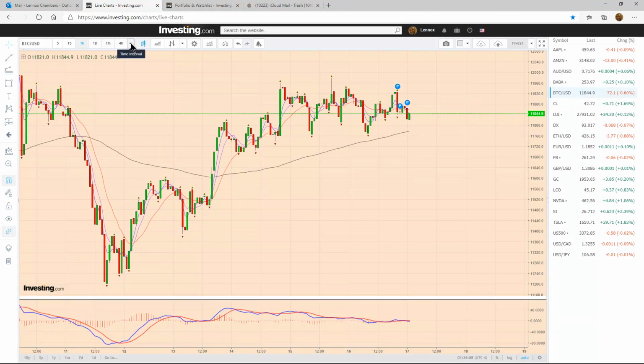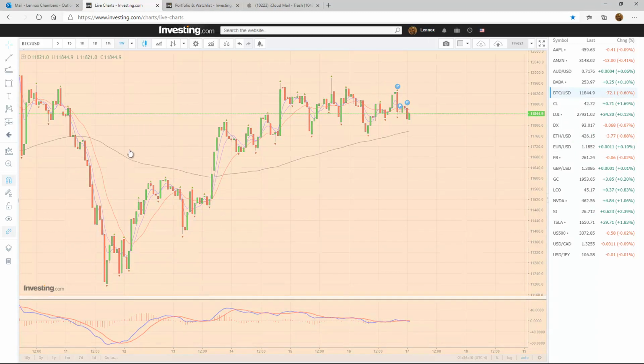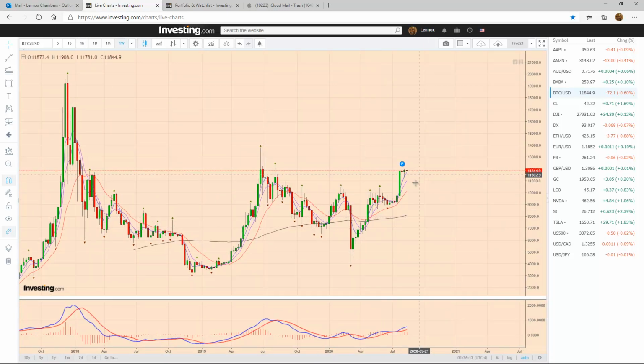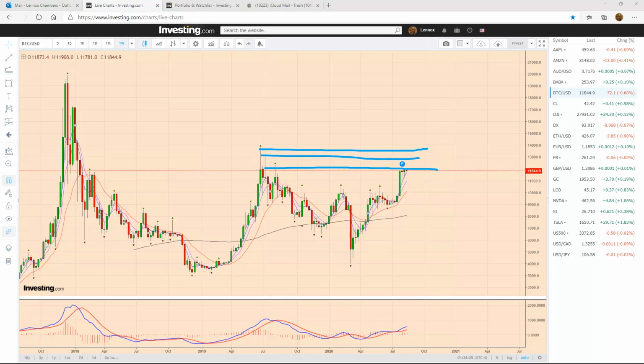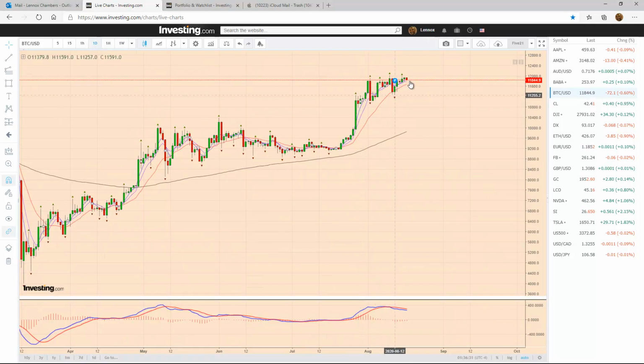Okay, so on the weekly for Bitcoin, very strong to the upside. We're also at a resistance area, and you can see we're at this resistance area right now. We've got a couple areas left to go to the upside, and looking like we are just in a little sideways funk right now. Down to the daily, we are just sort of sliding sideways.